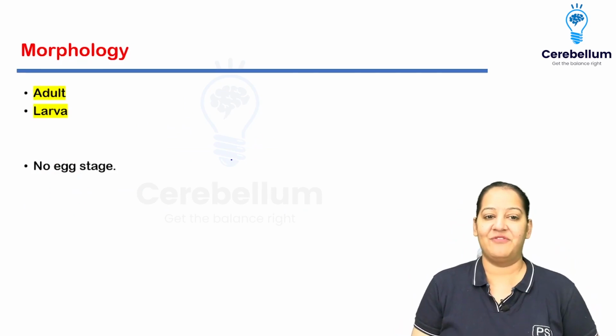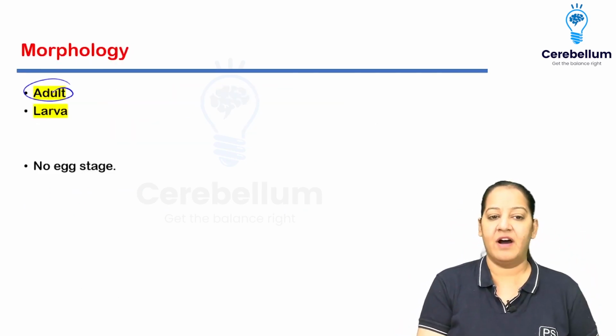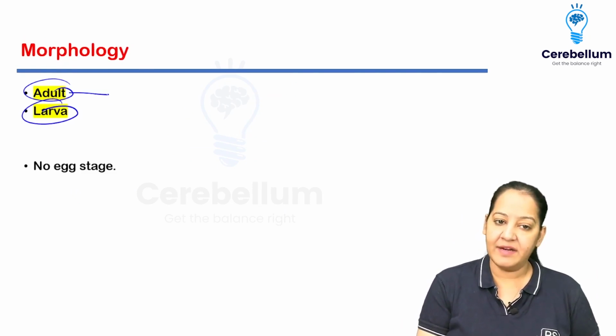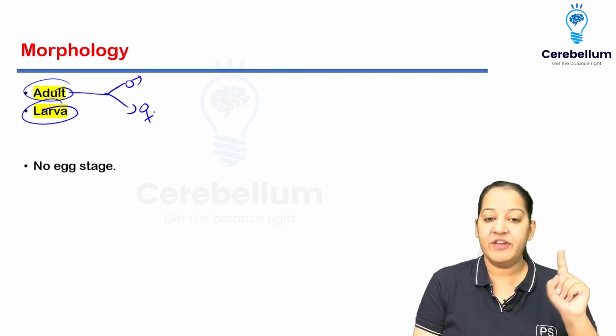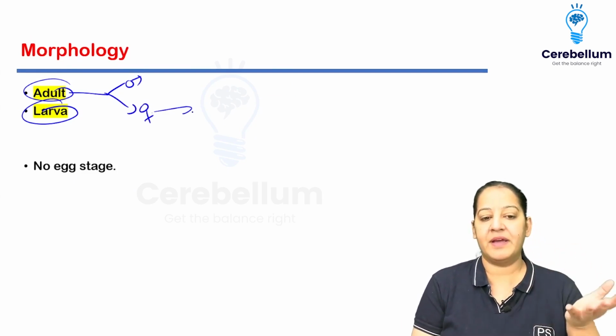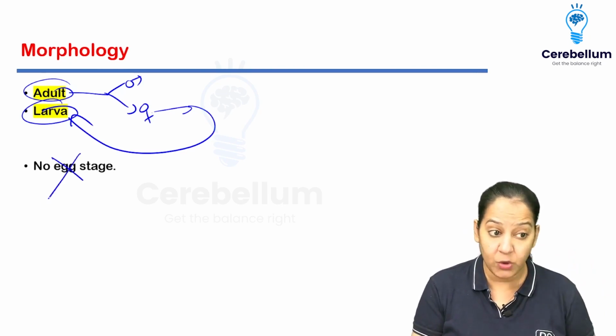Coming to the morphological forms. 2 morphological forms are there, the adult worm and larva. There is no egg. In the adult worm, there is male and there is female. Male and female fertilize. The female becomes gravid, and after becoming gravid, the female directly releases the larva. There is no egg stage.